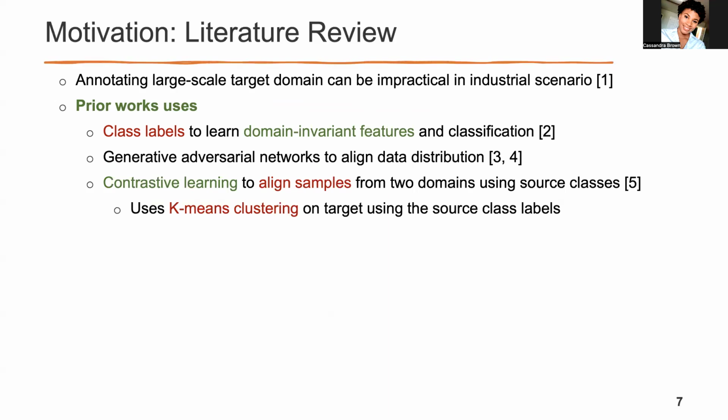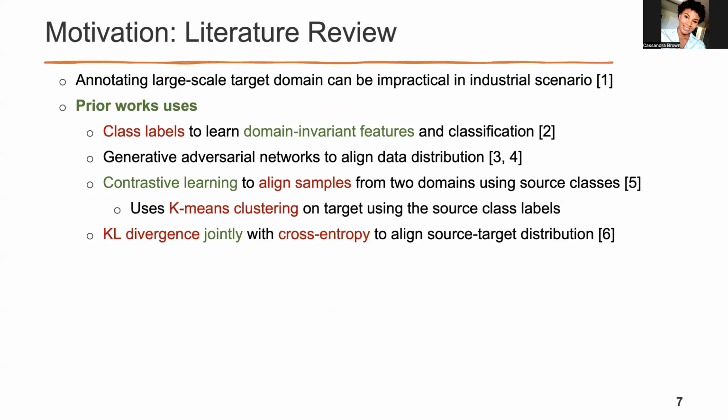And in this paper, the paper we are showing here, they use k-means clustering to get the pseudo labels on the target, and then they use those label information to align with the source class labels. And there is one more paper that has shown that KL divergence jointly trained with cross entropy can align source and target distributions.